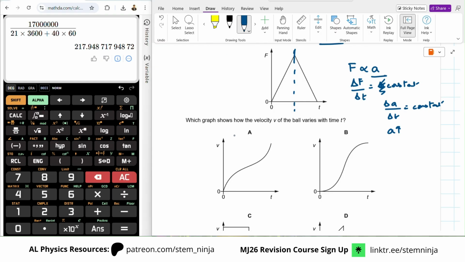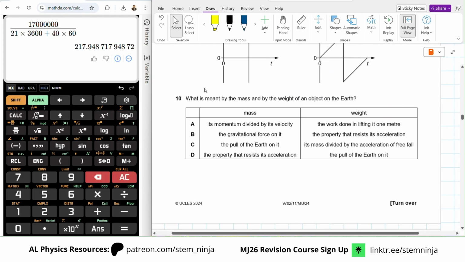Now, out of these two, we have to select which one of them is the right one. Now, when you have an increasing gradient, you see the gradient is decreasing in this. But in this one, the gradient is increasing and then it decreases. So B would be the right answer according to this reasoning. So first the acceleration is increasing, then the acceleration is decreasing.